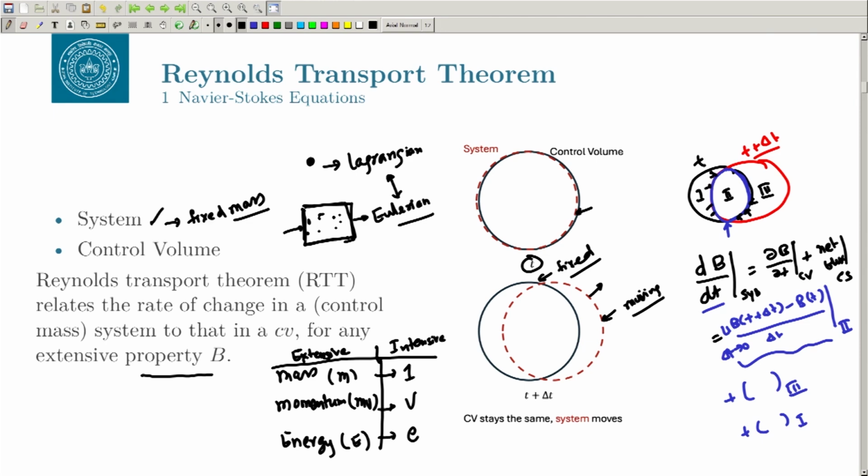So, the blue boundary is your control surface. The change in the system is equal to the rate of change in the control volume plus the fluxes going through the control volume, going through and coming in. So, at any given time you will have fluxes coming in from 1 and going out from 3. The same thing is written here in the next slide.